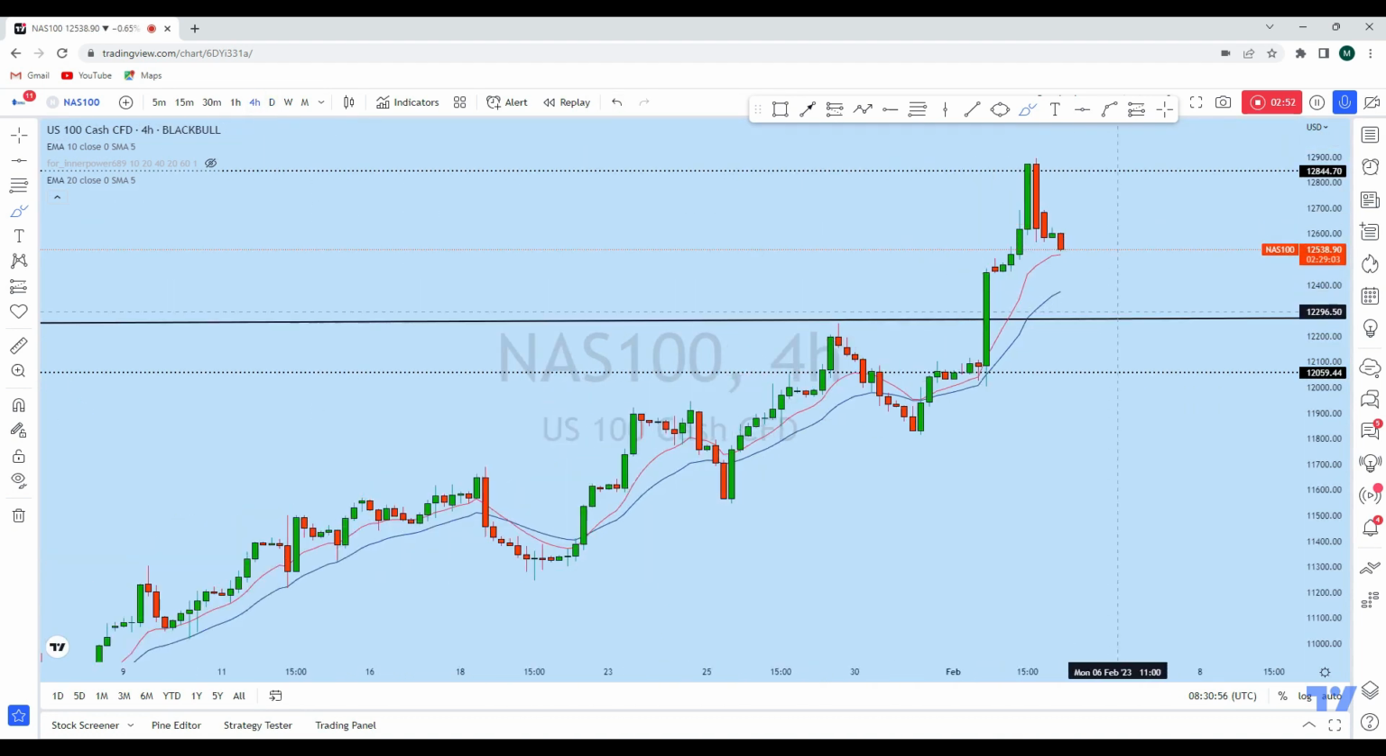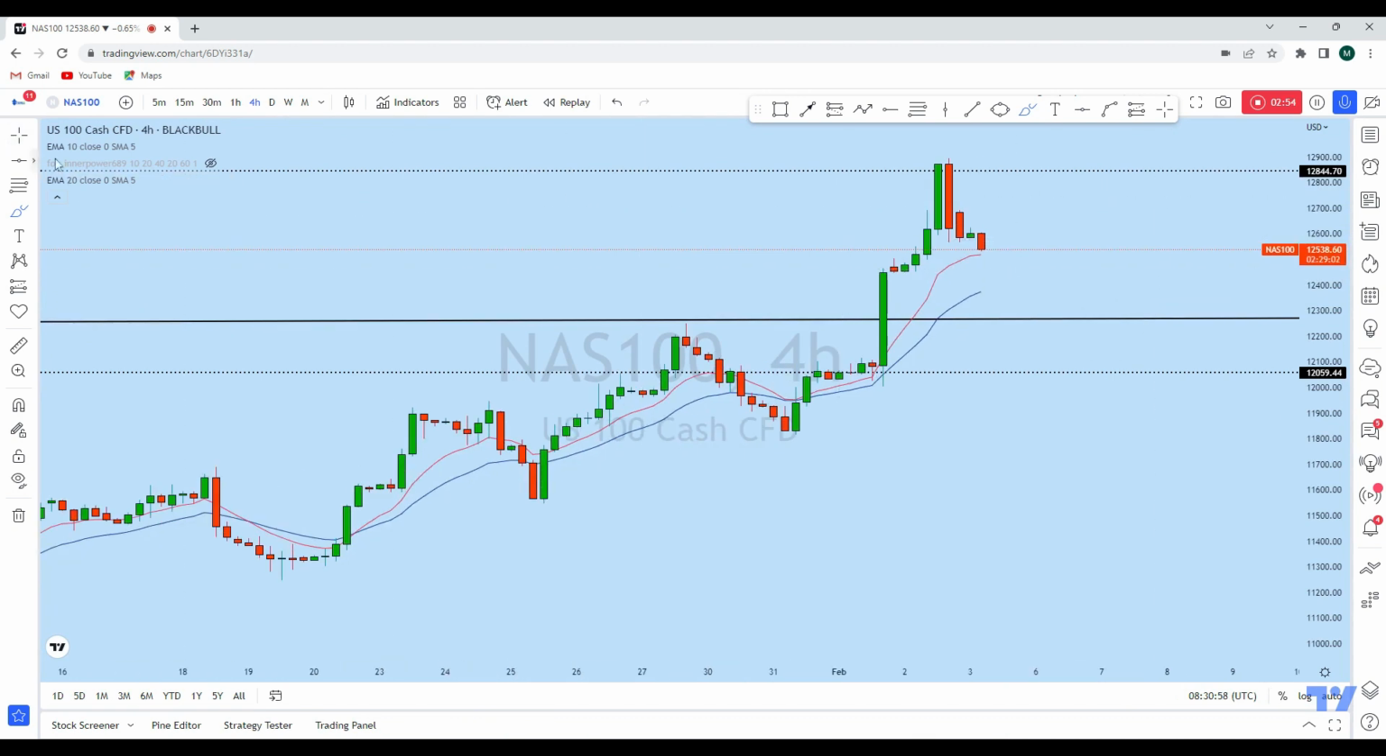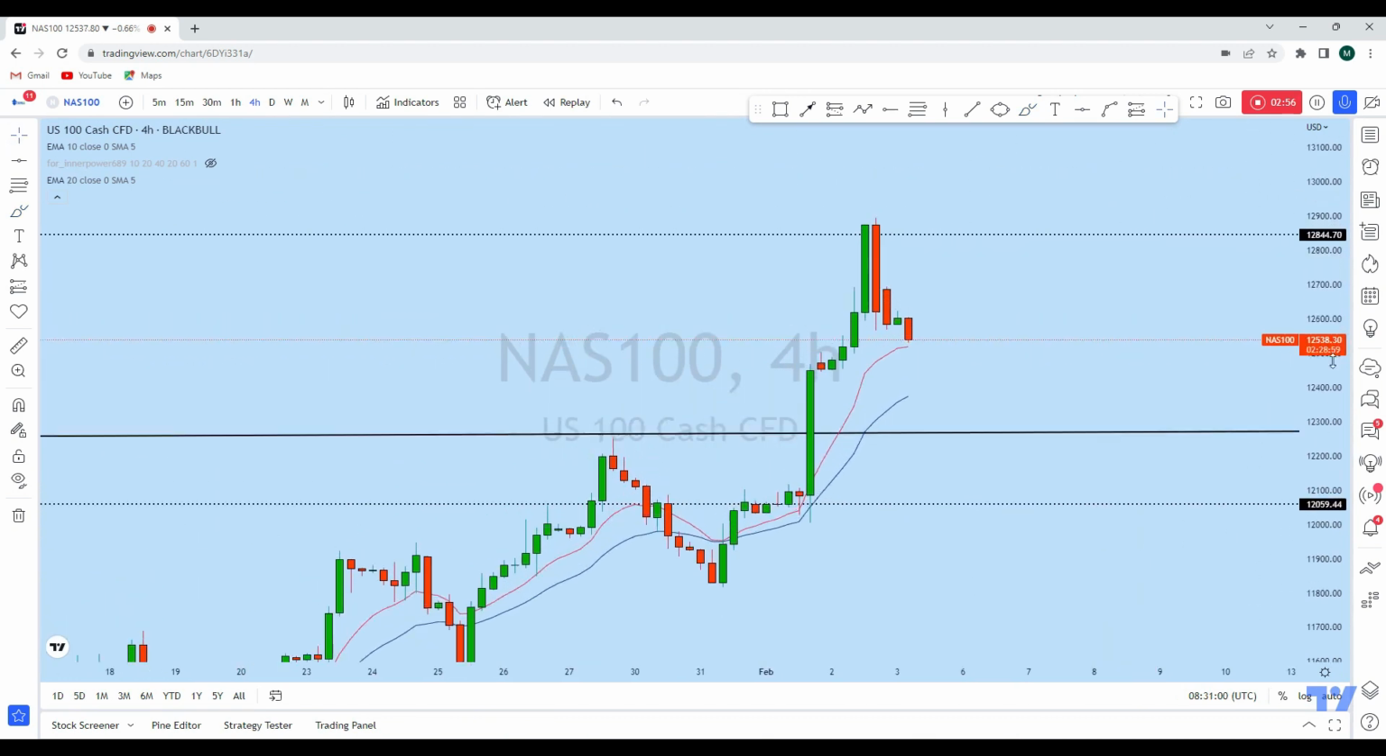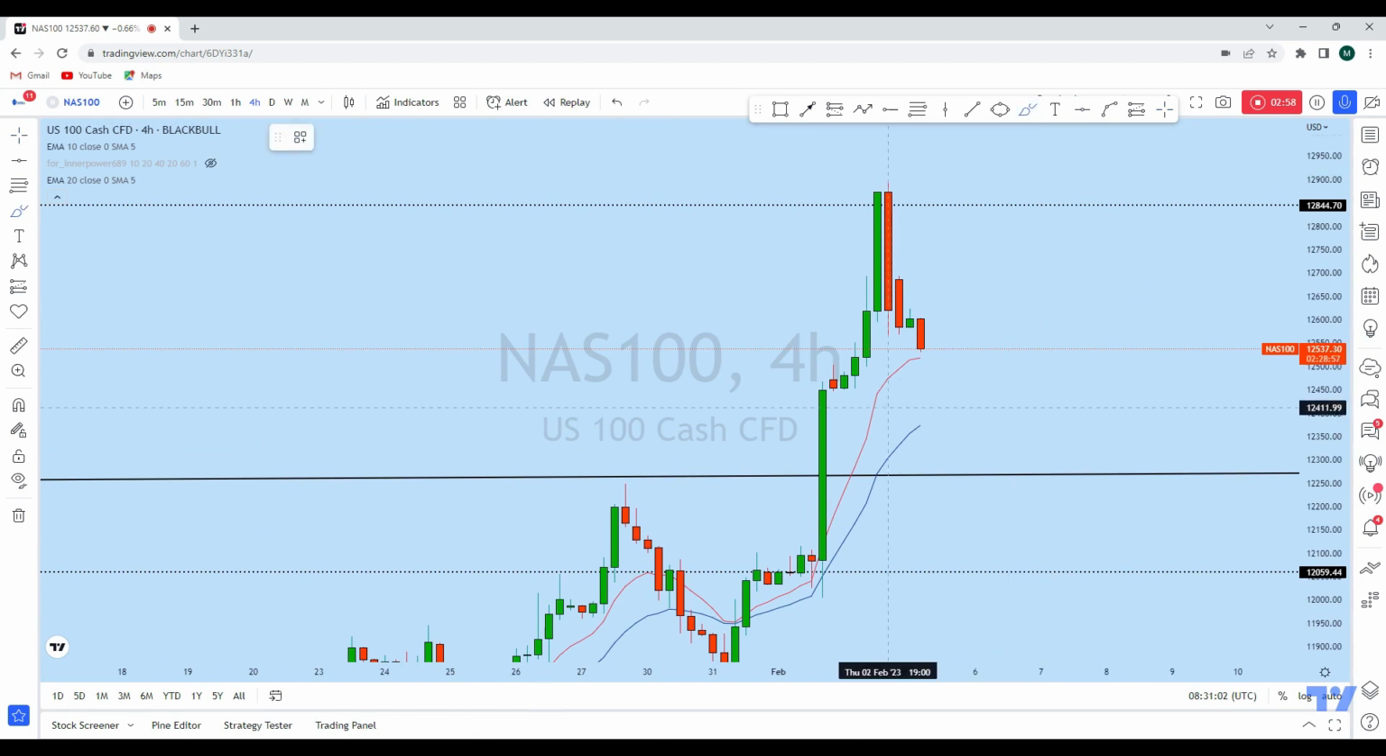Looking at the intraday perspective on the 4 hour, we see that Nasdaq is creating a reversal pattern. You see that this is a big move that happened with this long candle, and another one immediately came back down from this resistance level, giving us a potential reversal pattern here with this narrow doji.